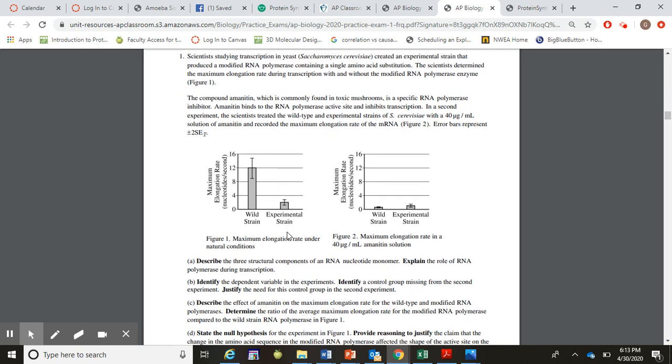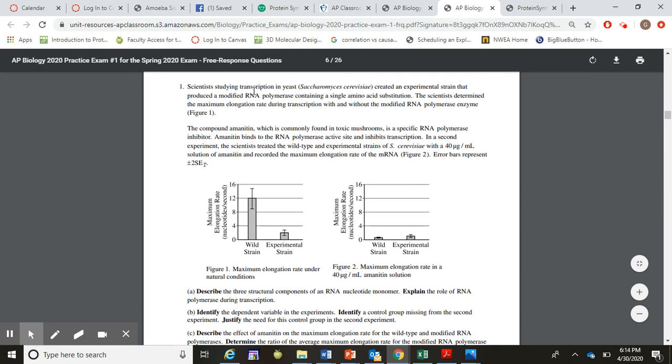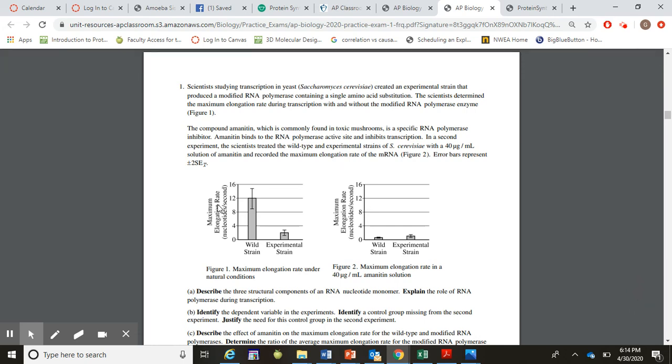And so the null hypothesis would say that the modified RNA polymerase will have no effect on the rate of elongation. So remember, it says that the independent variable, or what is being tested and compared, will have no effect on the dependent variable. So the difference between the two on the x-axis will have no impact on what we read out on the y-axis. So the modified RNA polymerase, or the single amino acid substitution in the RNA polymerase, will have no impact on the maximum elongation rate, would be our null hypothesis.